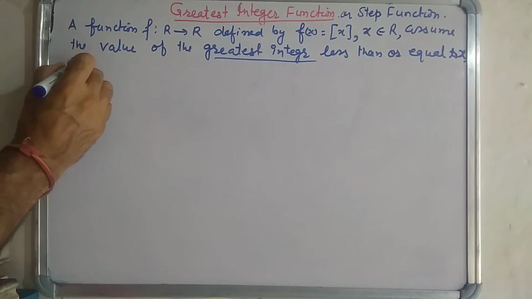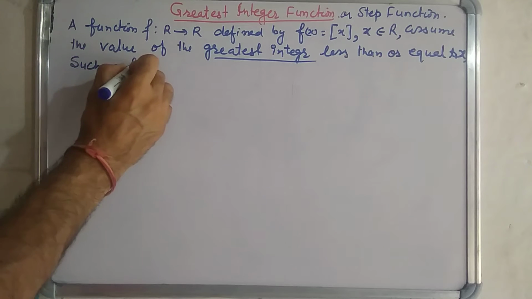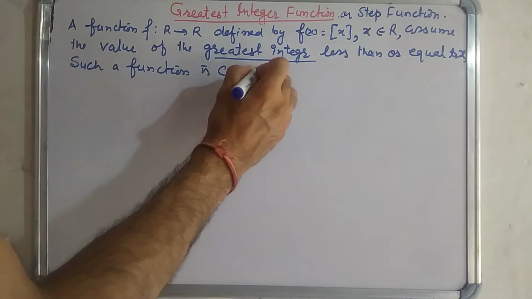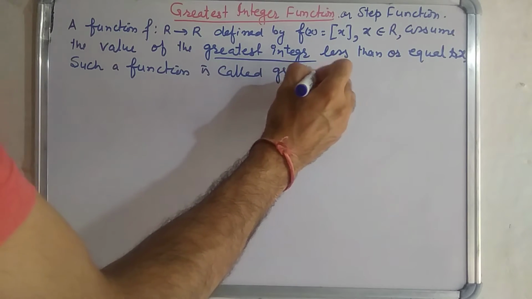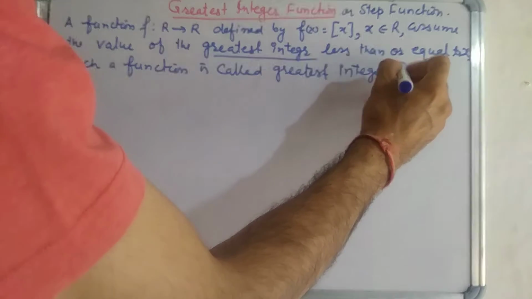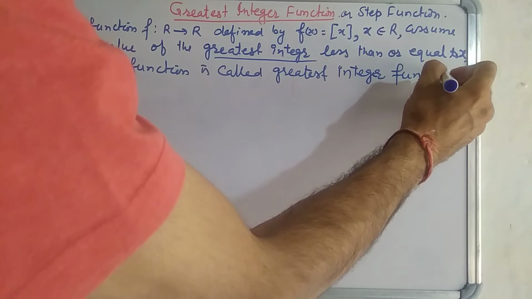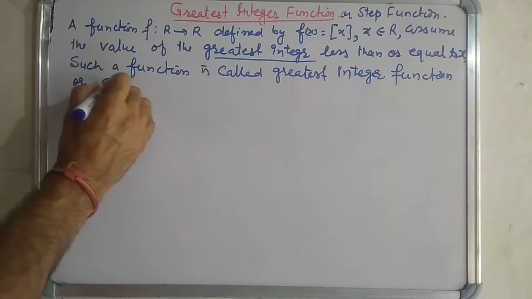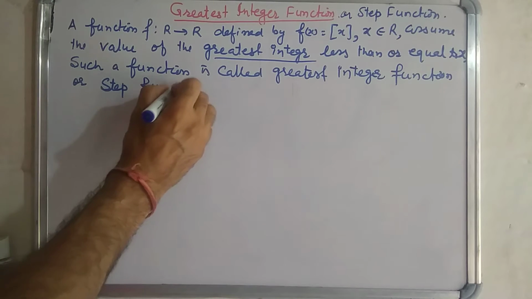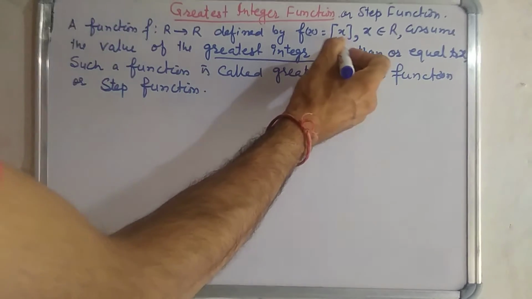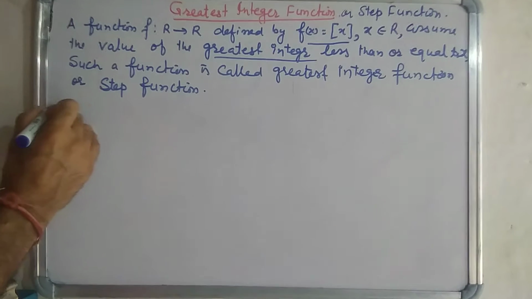Such a function is called the greatest integer function or step function. Now from the definition we will see what this f(x) is.